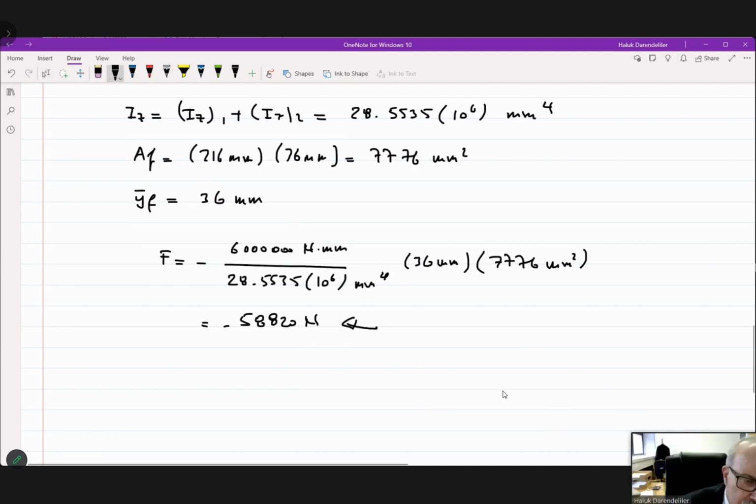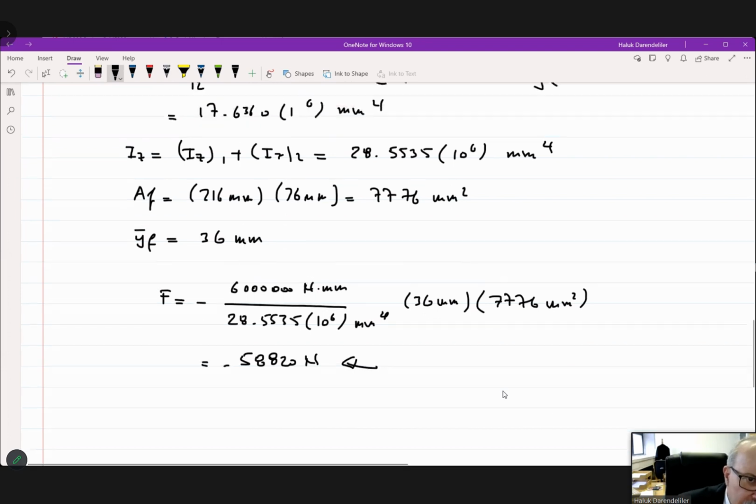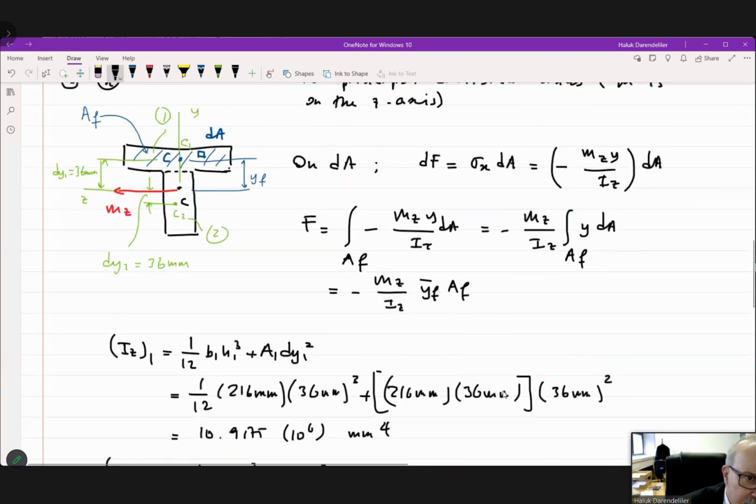We found this force. And now we know that this force is acting on this cross section area. Is this clear? Yes. But we know that there is no external force on the cross section. So if I ask you, what is the force on this area? What do you tell me?